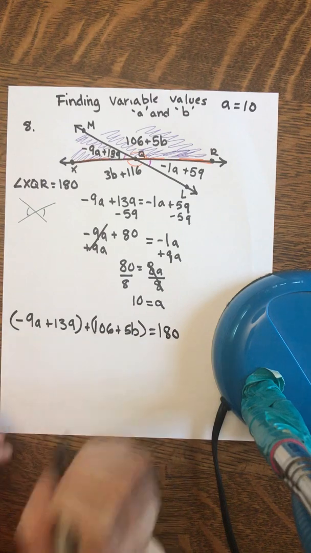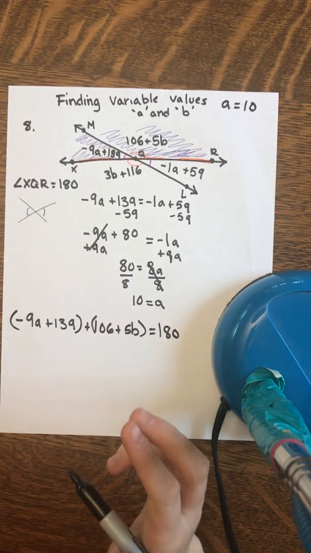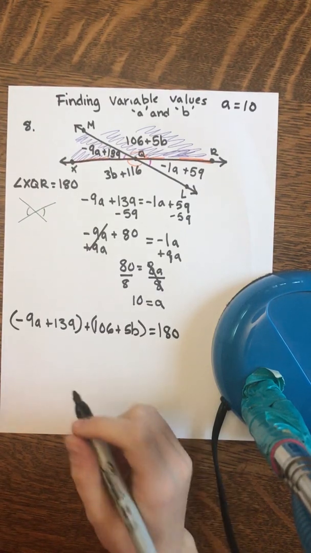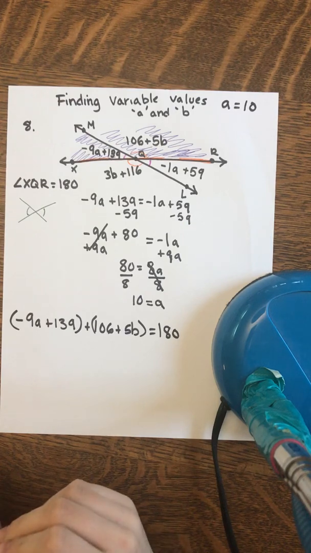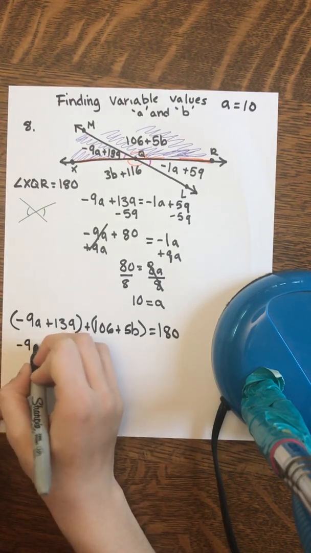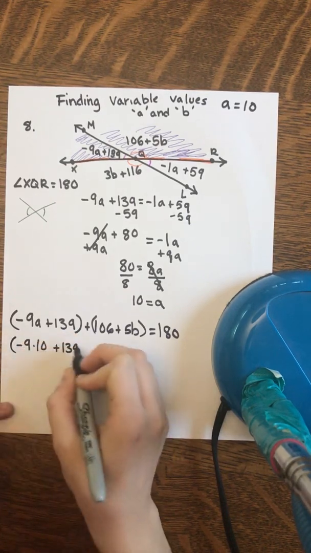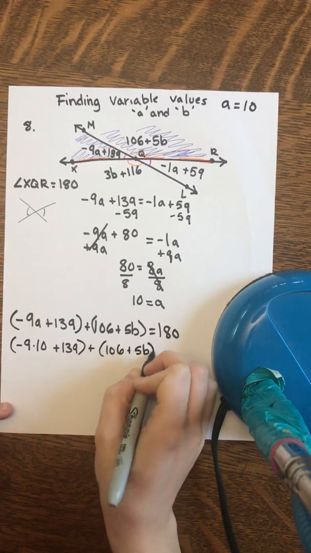Again, these two angles are supplementary. It means they add up to 180. And then I know when you're looking at this, you're like, how do I do this? I have an a and a b. Well, let's remember, we solved for a, so let's plug in a. So negative 9 times 10 plus 139 plus 106 plus 5b equals 180.